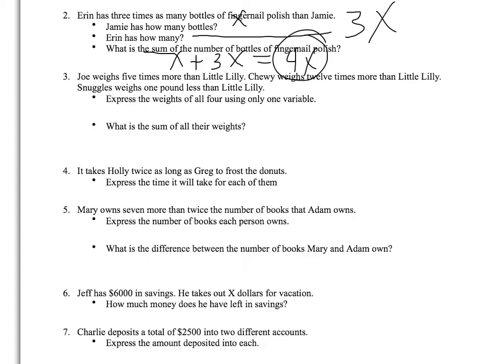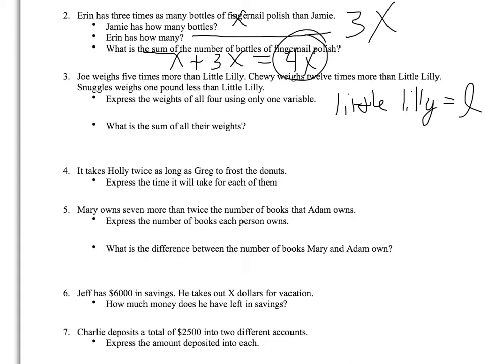Chewy weighs 12 times more than little Lily, and Snuggles weighs 1 pound less than little Lily. So notice, in each of these scenarios, we're basing our measurements on little Lily. So what we want to do is let little Lily be our variable, which we will now use L. That looks like a good variable. It could be X, it could be Y. We can use any letter we really want. So if little Lily weighs L pounds, now we're going to write the weights of these, they end up being dogs really, in terms of L.